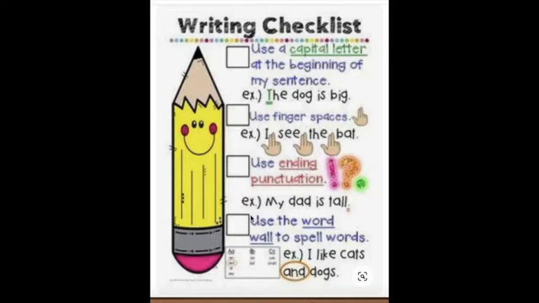And finally, it says use my word wall to spell words. Now, we are at home and we might not have word walls up on our front room walls, but you can use your sight words in your homework folder, and you can make sure that you have stretched out all of your words. So, Kipsters, we'll be using a checklist just like this today to help us with our writing.